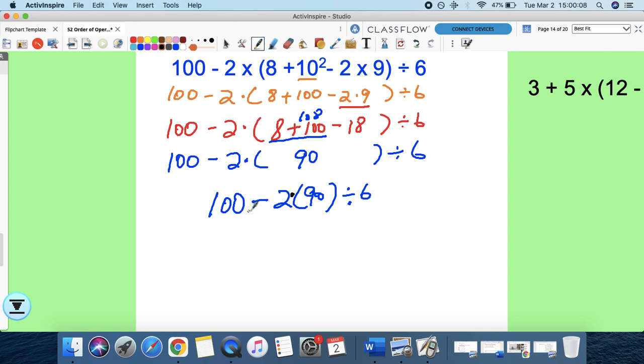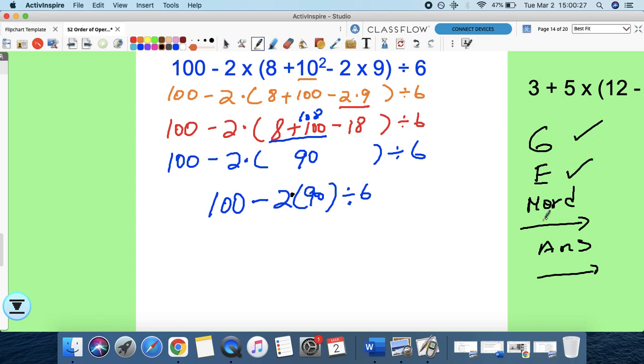What do I do first? Subtraction, multiplication, or division? If you remember, it's grouping, exponents, multiplication or division from left to right, and addition or subtraction from left to right. There's nothing inside the parentheses, so that's gone. Exponents, no. Do you see any multiplication or division? Yeah, we have multiplication here and division. So who do we do first? Well, we do whichever one comes first.